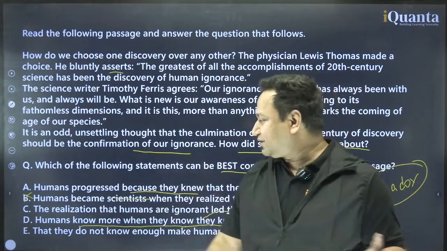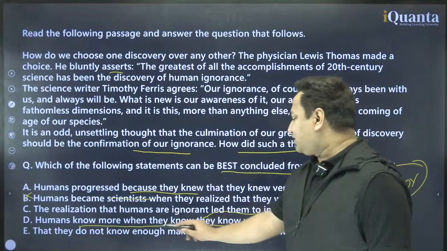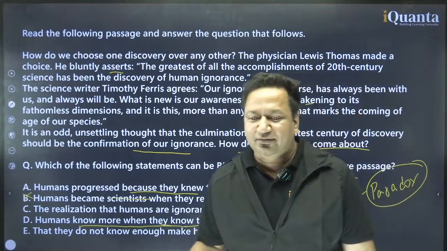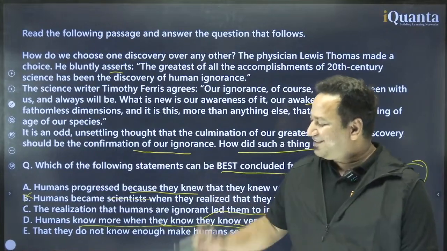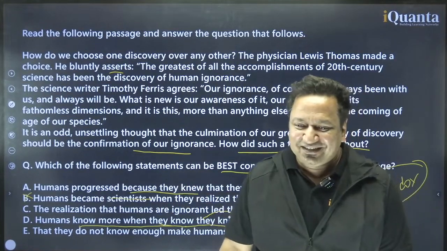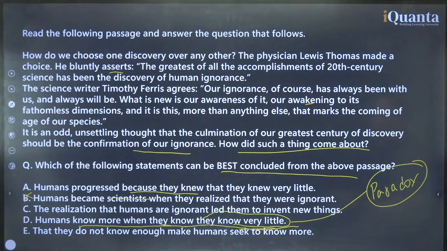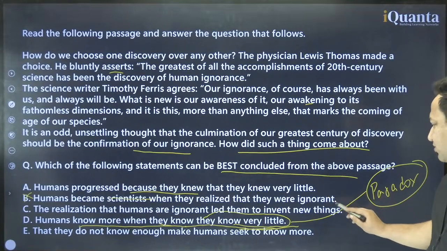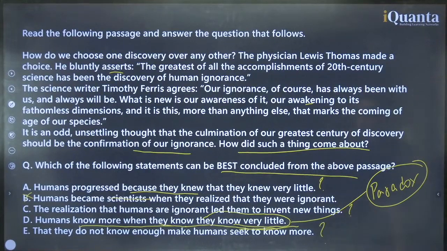Yeah, Varsha, of course. It says humans know more when they know very little. So if they get to know that they know very little, that doesn't mean they know little. That means that they know more. C is a better choice than D. Let's look at option A. That they do not know enough makes humans seek to know more. So basically, option A, option C, and option E are the three choices.